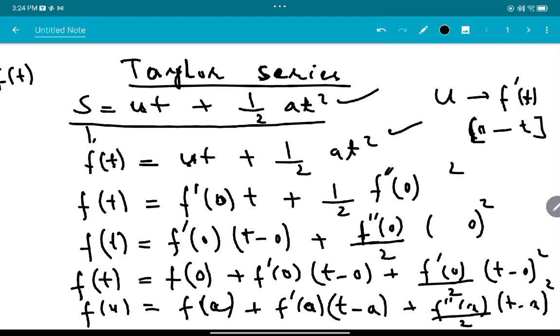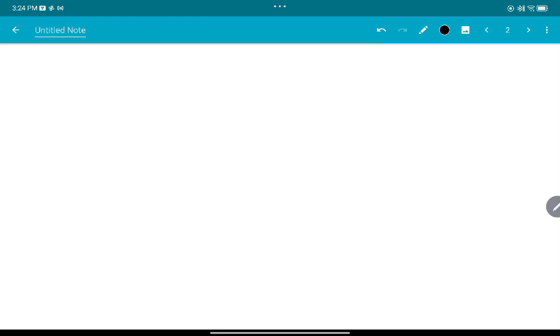Now let us go to our next topic, that is the formal derivation of Taylor's series. How to go for that? That is quite simple, very simple. As you can see yourself, we start with this.